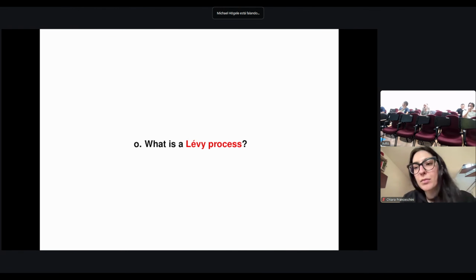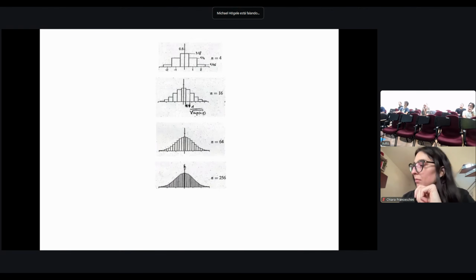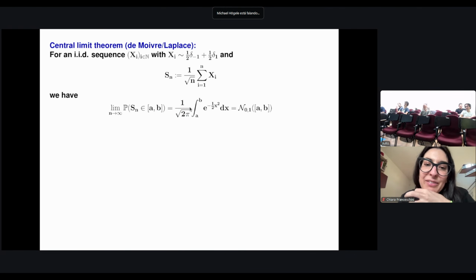The question is, what is a Lévy process? The first thing you have to take into account, where I hope that most students can follow, is that you start with binomials, and you can recenter and renormalize them. If you do this, the binomials become more and more Gaussian, and in the end, you have Gaussians.